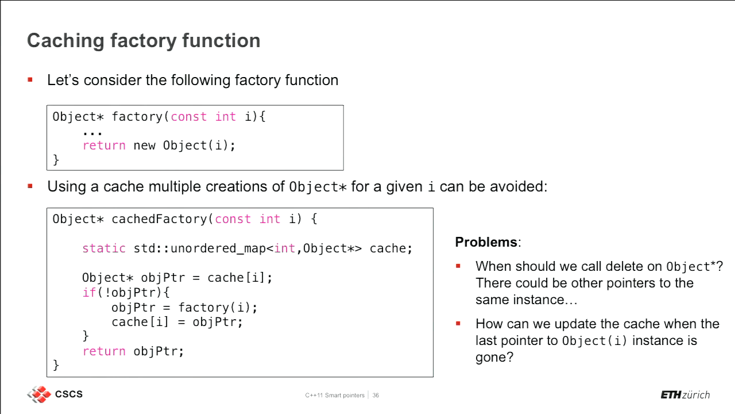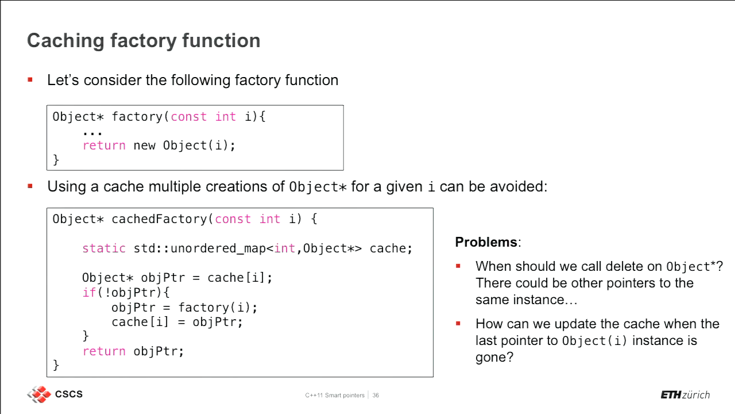So this is a kind of optimization with respect to this original factory function. The problem is related to the usage of the raw pointer in this case, because if we are creating the pointer to object for the same set of input parameters at different points of the code, the question is when should we call the delete on the pointer of the object at the end.